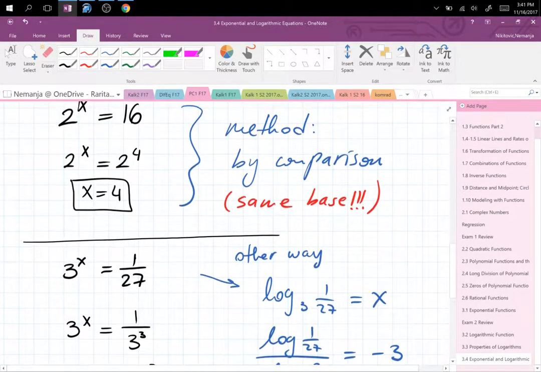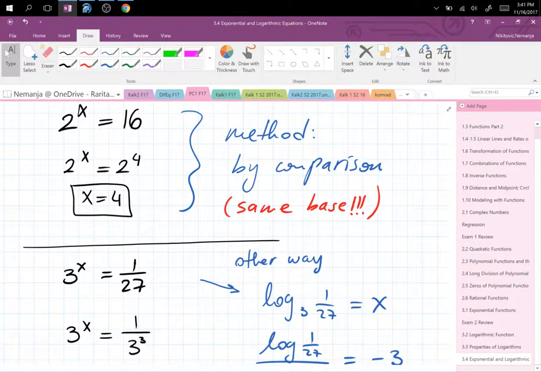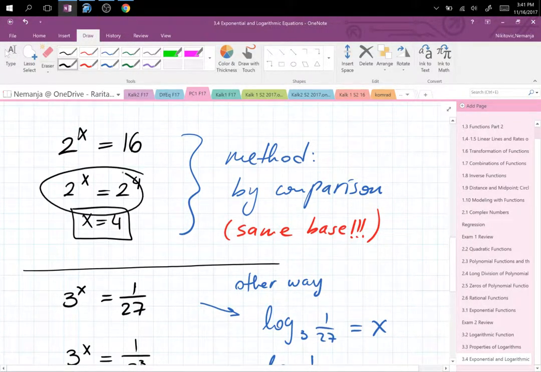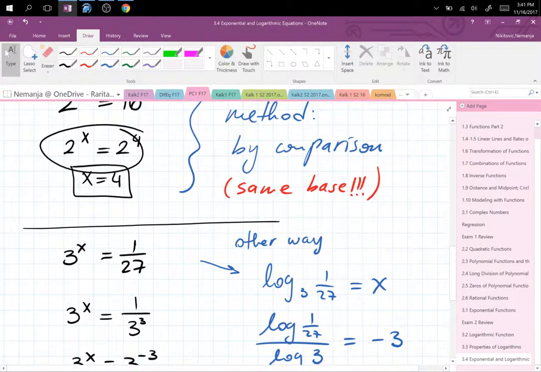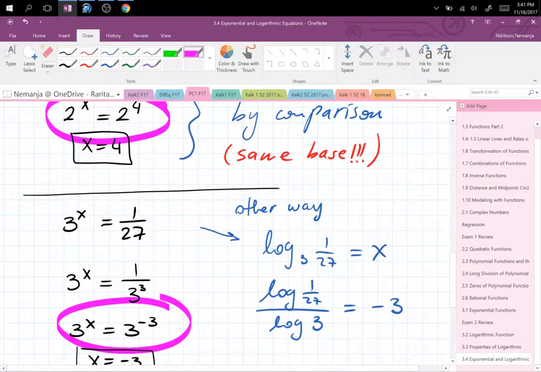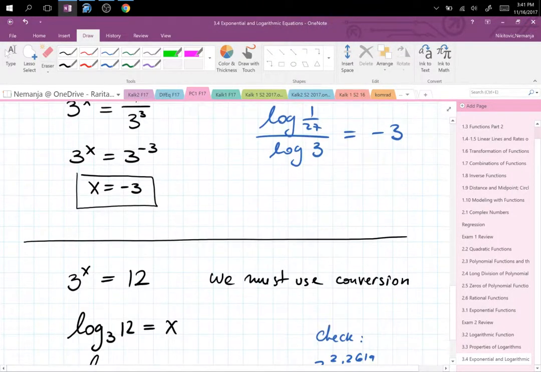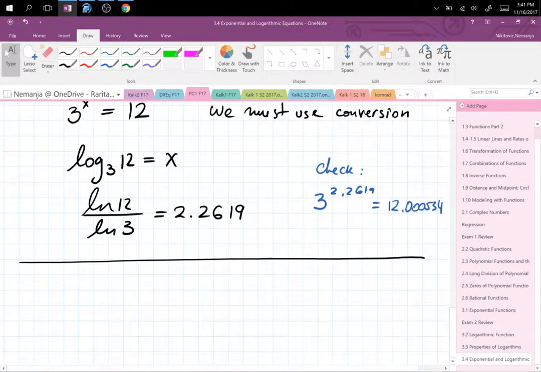So we've seen 2 basic methods so far. Comparison method, which is you make the base on the left and the right side the same. So same base, base 2, and same base, base 3 in these 2 examples. And then simply by comparison, since I have the same bases, I have to have the same exponents. Now, can I make this hard? The answer is no.